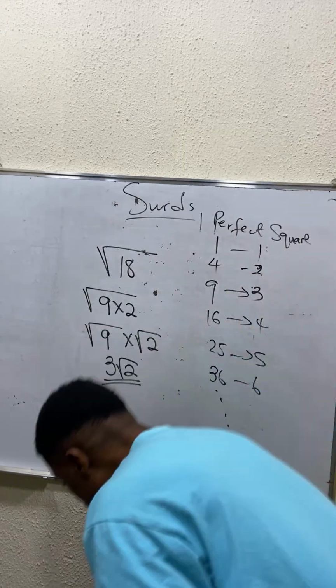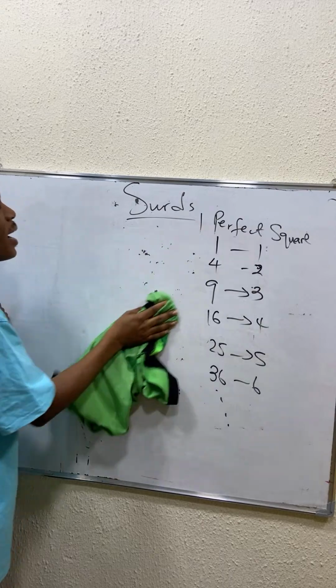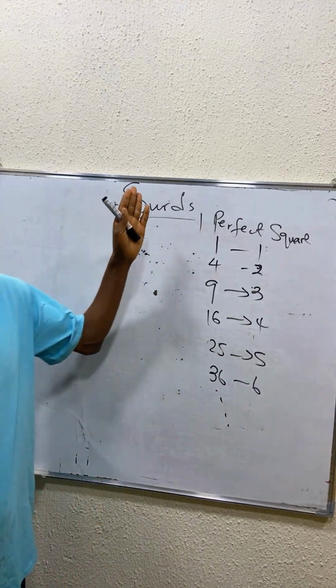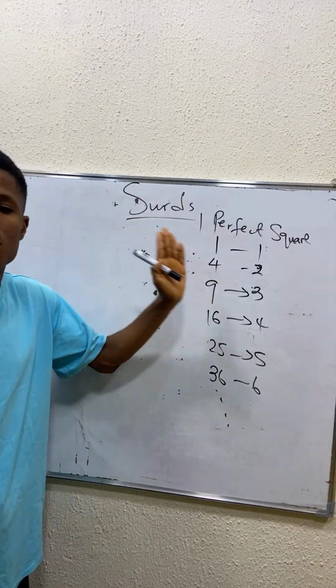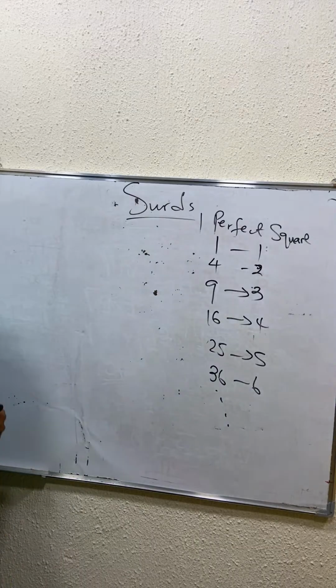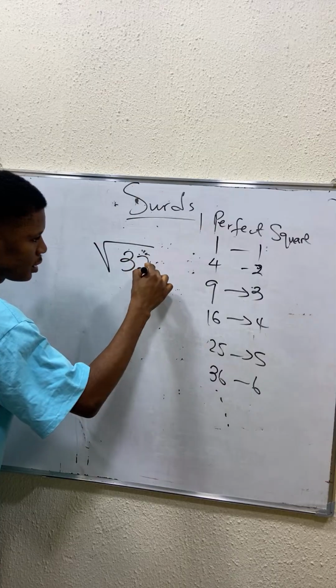That's very simple. It's very easy to do. Simplifying surds is very, very easy. You just understand how square root works and the perfect squares. So let's say you are told to simplify the square root of 32, for instance.